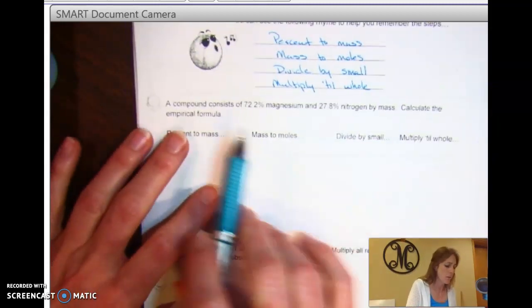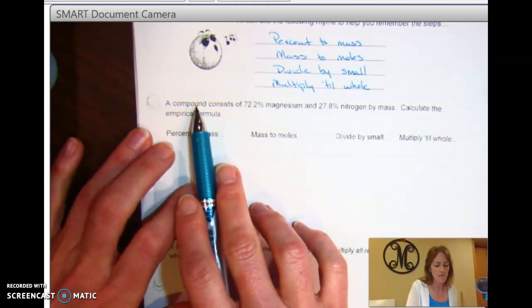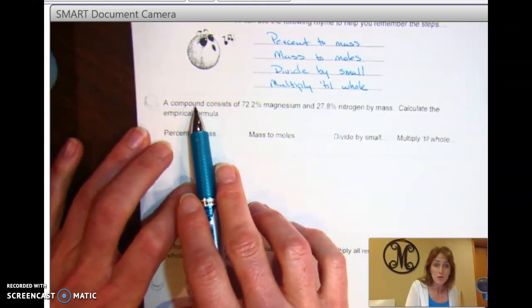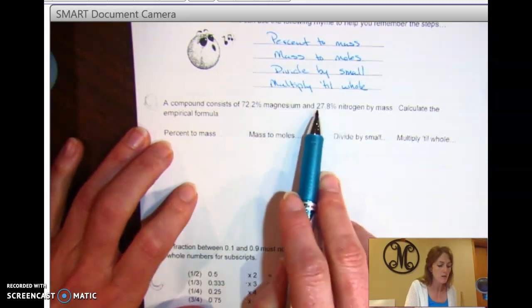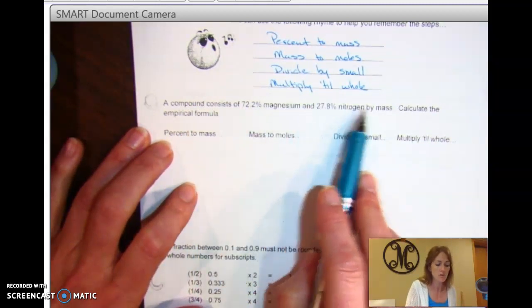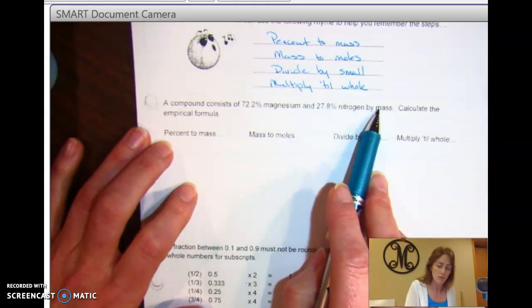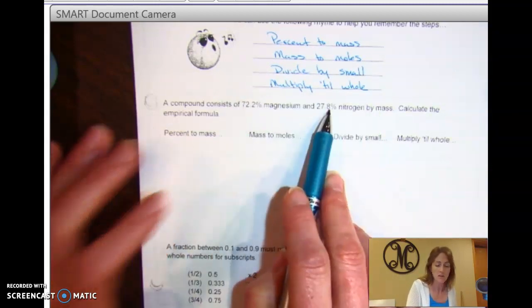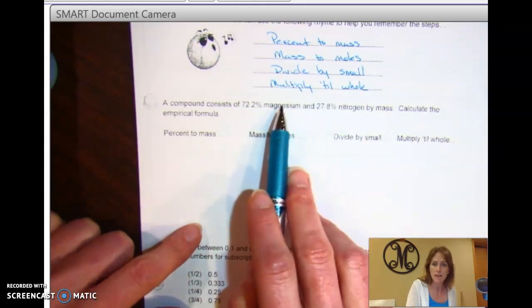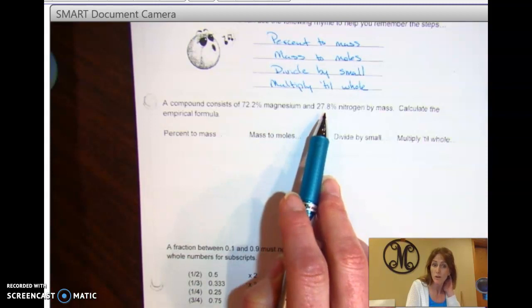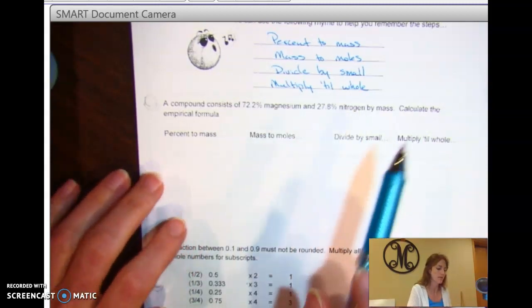All right, so here's a problem. You have an unknown compound, but you find that it has 72.2% magnesium and 27.8% nitrogen by mass. So when you put those two numbers together, it's 100%. There's nothing else in this compound. So it's magnesium and nitrogen, and we want to know the empirical formula.